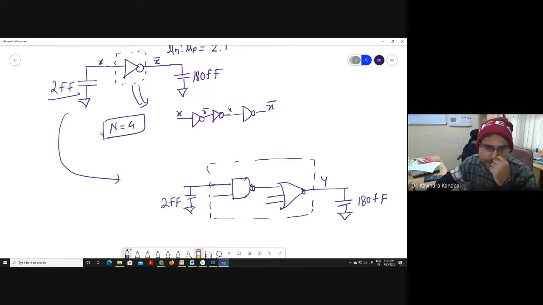So if I say optimize this path for minimum delay, what will you be doing? You know right now what the n is. N is 2, correct or not? There are 2 stages, right? Yes, sir.